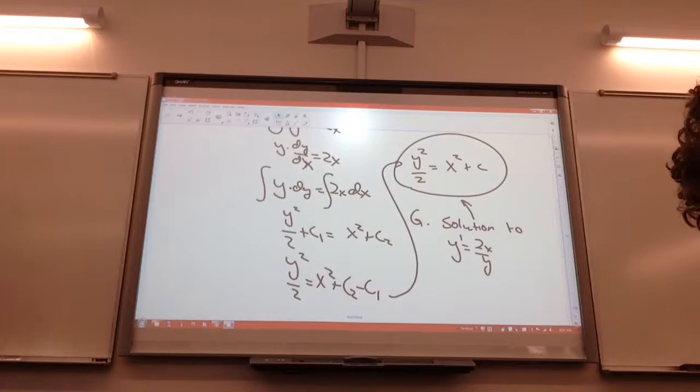If you're ever wondering, gee, did I get the right thing? Well, take the derivative of your answer. And realize when you're taking the derivative here, it will be implicitly, okay? So we have y squared over 2 equals x squared plus C. We're going to take the derivative of this implicitly. What's the derivative of y squared? 2y, y prime, or dy by dx, doesn't matter what you use. It's still all over 2.